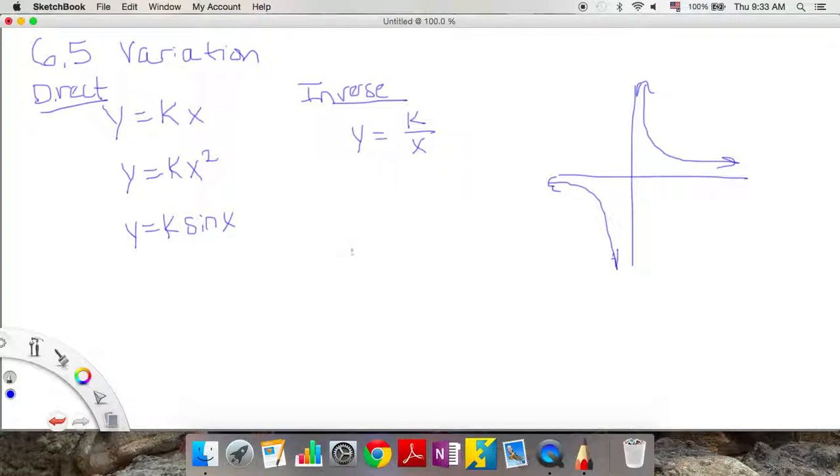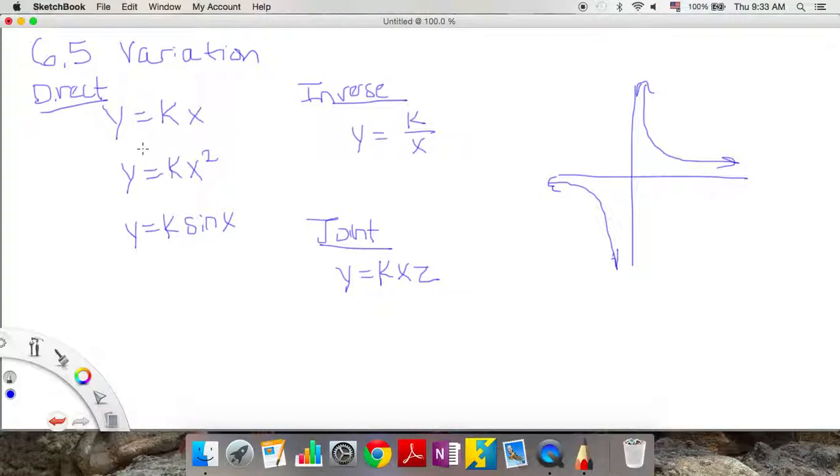Then the last type of variation is called joint variation, and that's y equals kxz, where y varies jointly with x and z. So this has more variables in it. These are the two we're going to use the most, the direct and the inverse variation.